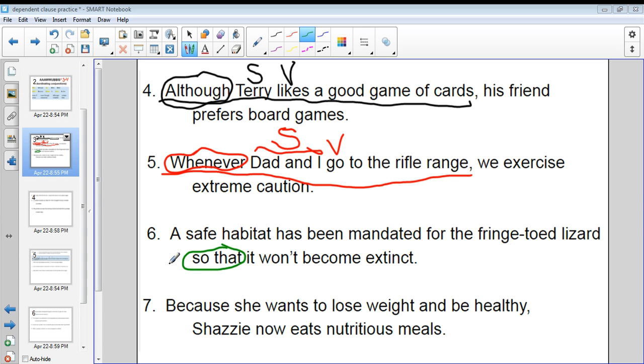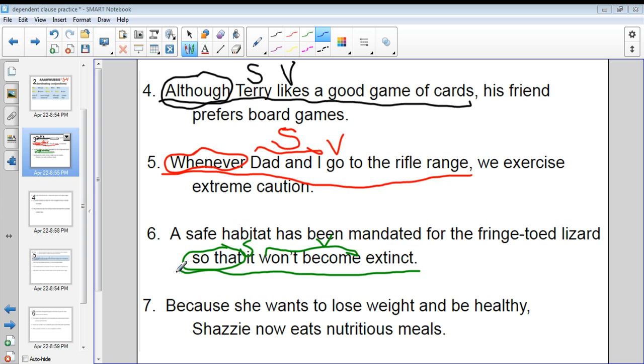So that it won't become extinct by itself does not make sense. It's a dependent clause. We have to combine it with the rest of that sentence. A safe habitat has been mandated for the fringe-toed lizard so that it won't become extinct. I'm going to double check that this is a dependent clause. Got a subject, it. Won't become is my verb.